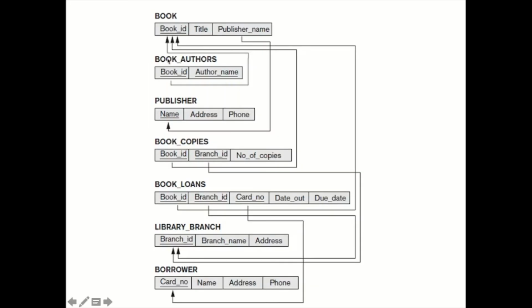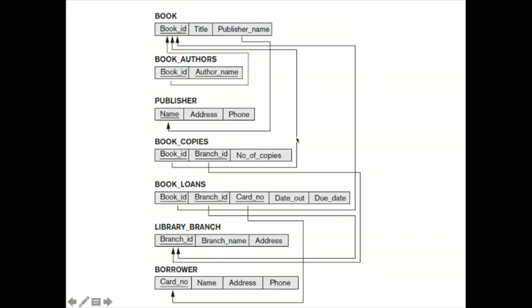And this is another example. This is the book database. This is also available in your textbook, in the exercise. This is the book table with different tables: book authors, publisher, book copies, book loans, library branch, and borrower. These are the different attributes. All the foreign keys, everything, is mapped in this diagram.